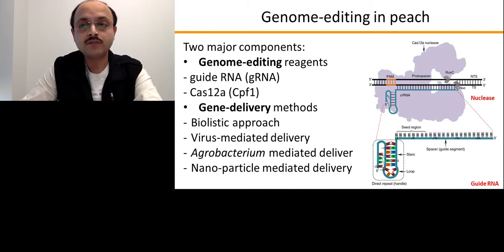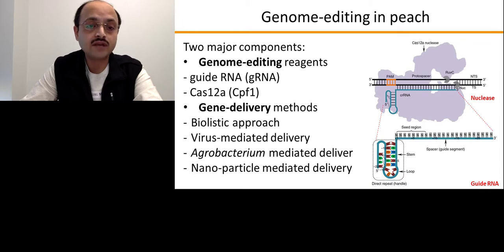Then when it's parked at the right location, it induces point mutations. These point mutations are induced by a process in the cell where the plant cell tries to repair the double-stranded breaks that were created in the DNA by this enzyme, and in this process induces the point mutations. The other component of this mechanism of gene editing is the gene delivery method.